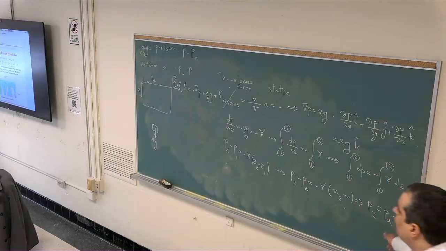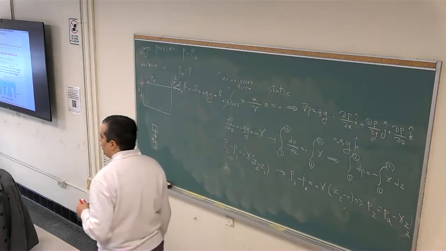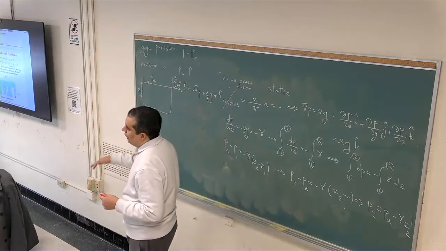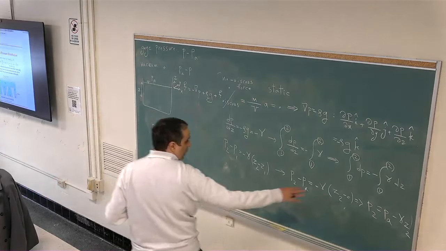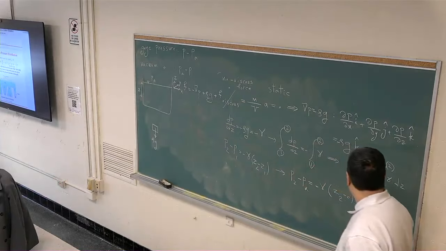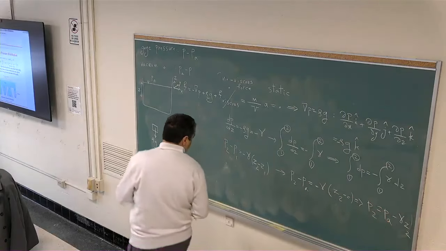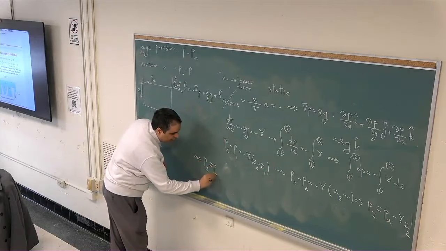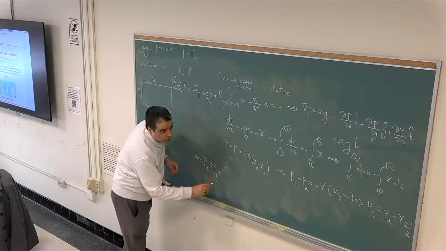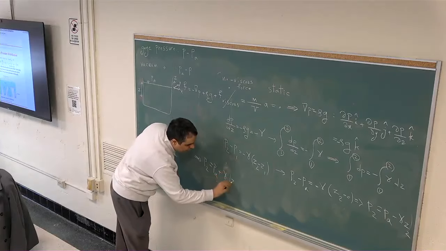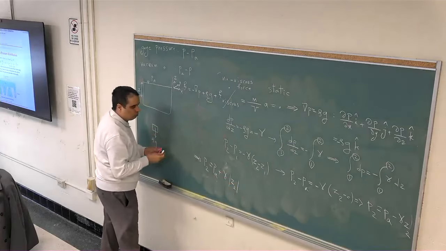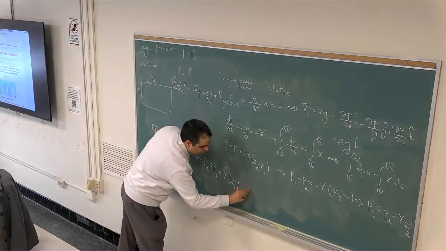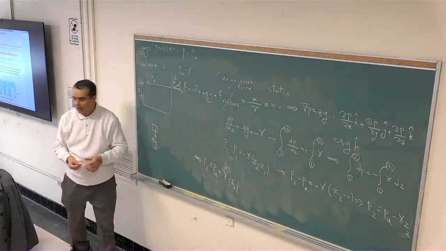Gamma of water is 9,800. Rho is 1,000, g is 9.81, so 9,800 multiplied by Z. So P2 is equal to PA plus gamma times the absolute value of Z2. Z2 is negative because we go downward.